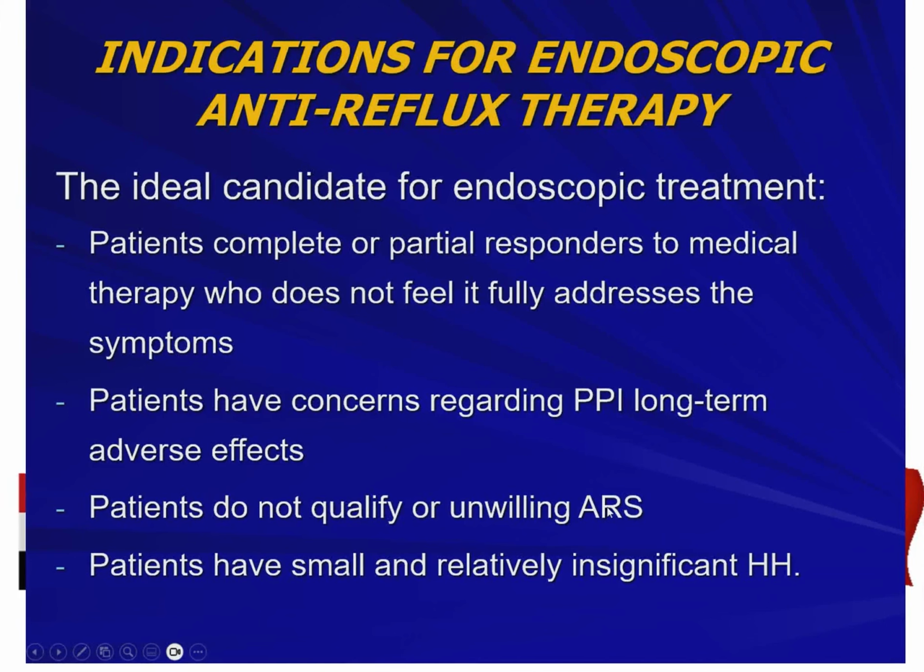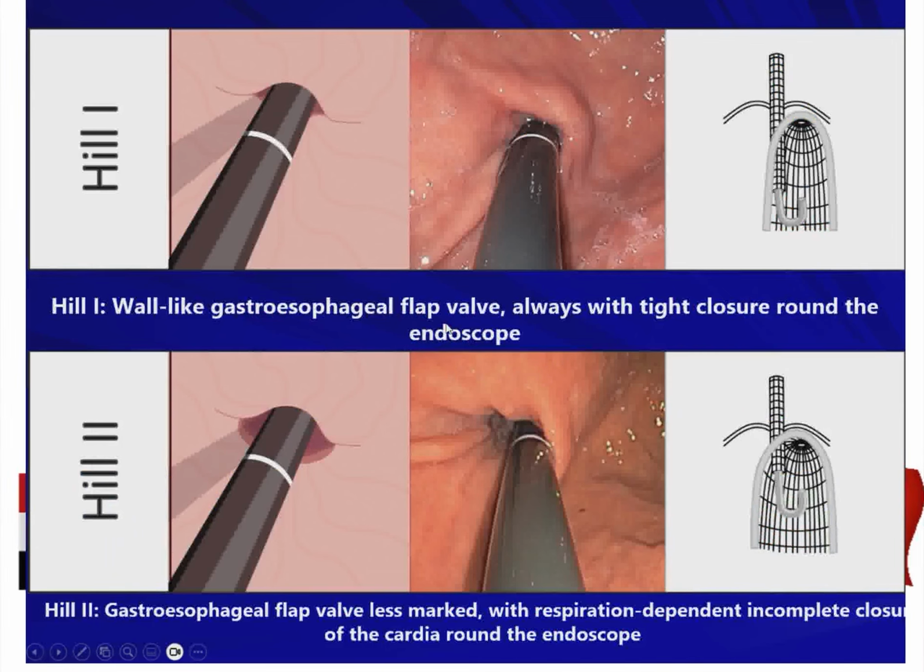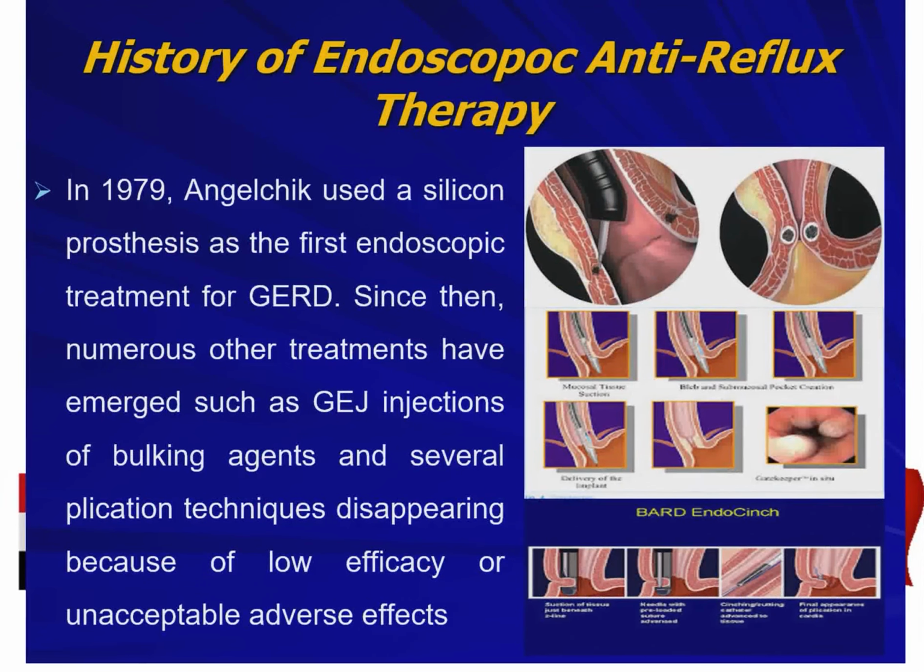standard of care. These patients should have no hiatus hernia or only a small hiatus hernia. Endoscopic treatment is offered only for patients with Hill classification type 1 and type 2. It should not be done in patients with Hill classification type 3 or 4.